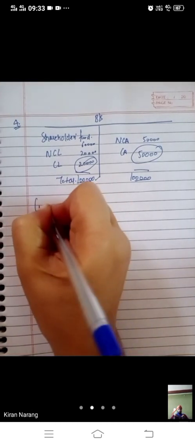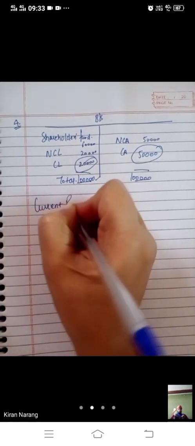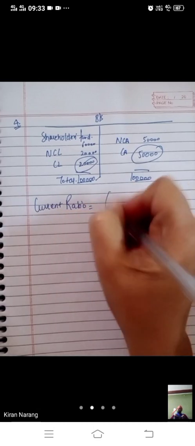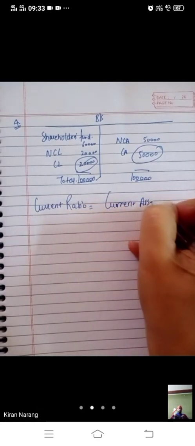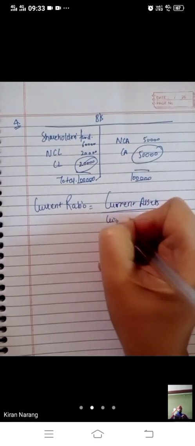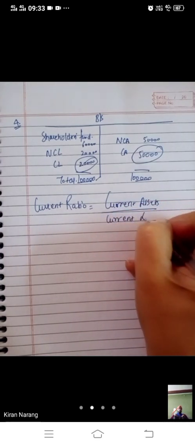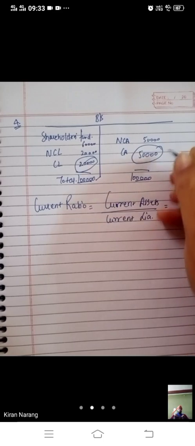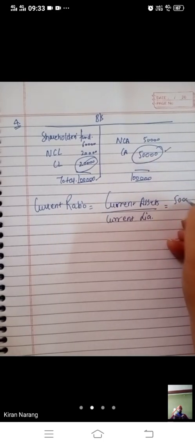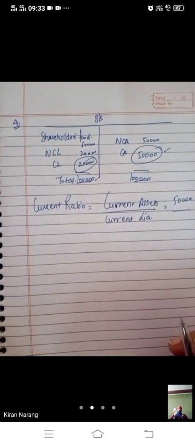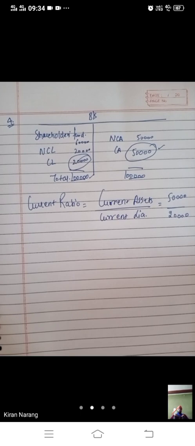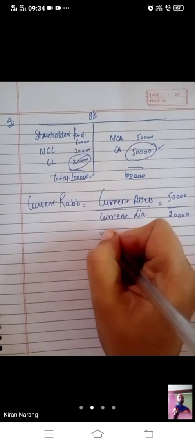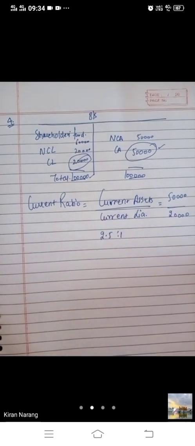Now put the formula. Current ratio is equal to current assets upon current liability. Current assets value you have calculated 50,000. Current liability you have calculated 20,000. The ratio will be 2.5 is to 1.